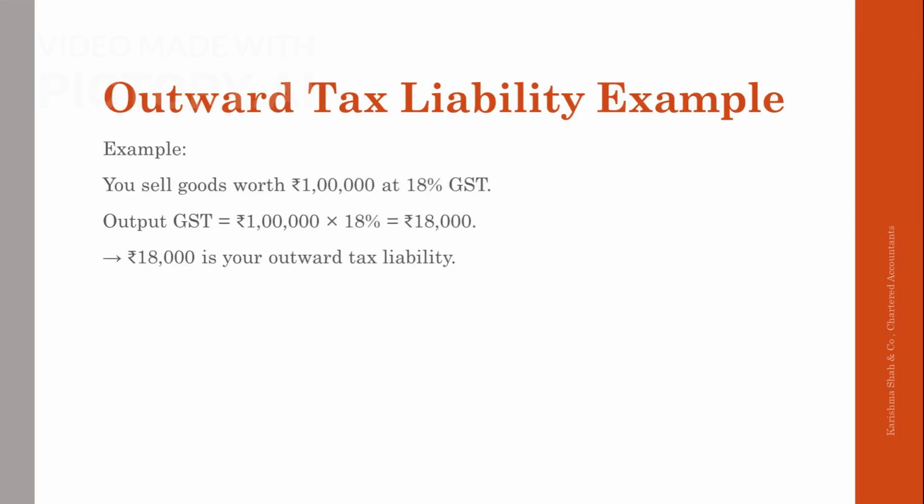Let's look at an example of outward tax liability. If you sell goods worth 100,000 rupees at an 18% GST rate, your output GST would be 18,000 rupees. This amount represents your outward tax liability.